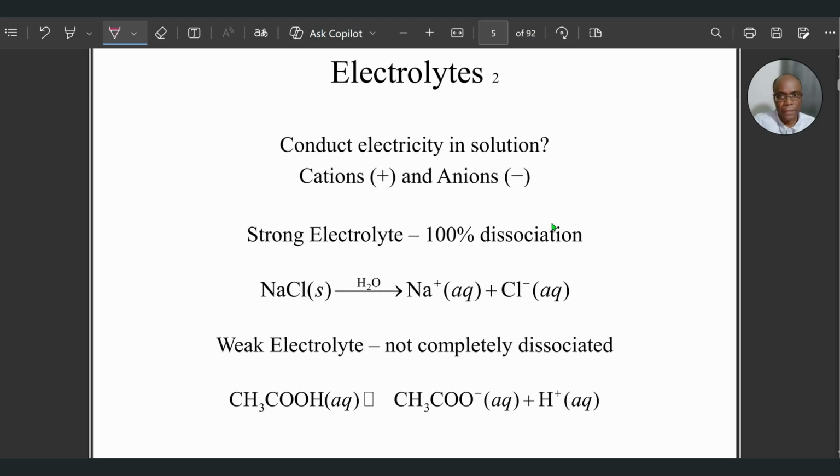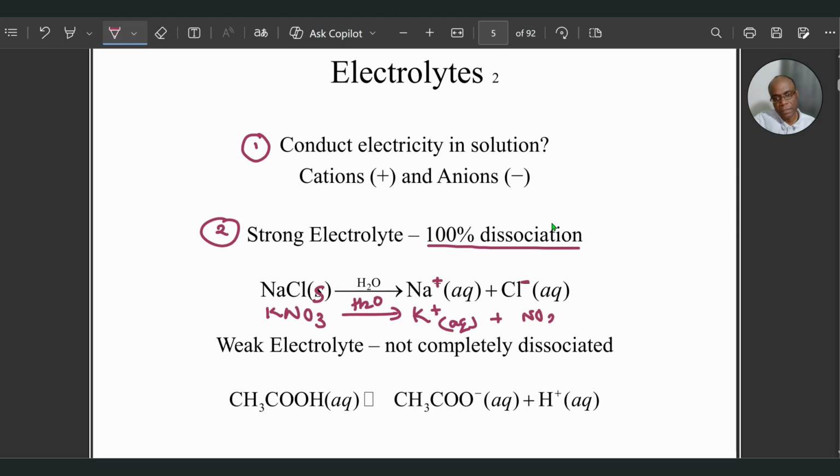So characteristics of electrolytes, that's what I've already said. Number one, they're going to conduct electricity in solution. And number two, they break 100% in water to form 100% ions. For example, solid sodium chloride will give you maximum Na+, maximum Cl-. If you're looking at potassium nitrate in H2O, it's going to give you maximum K+ and maximum nitrate.